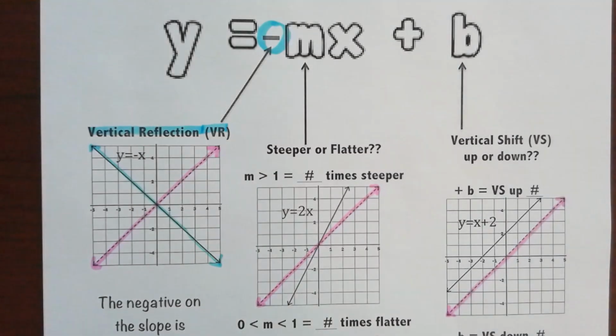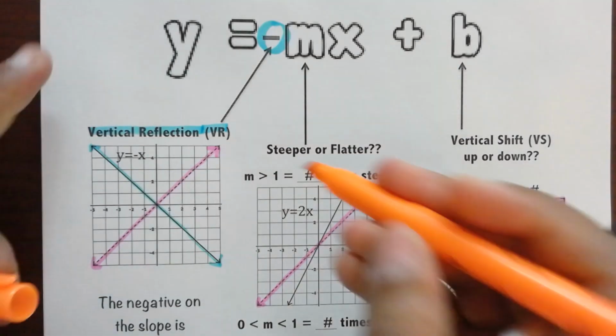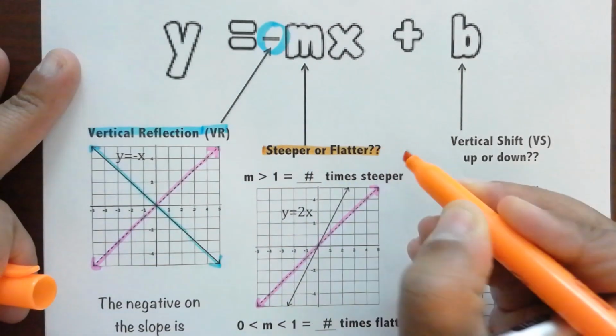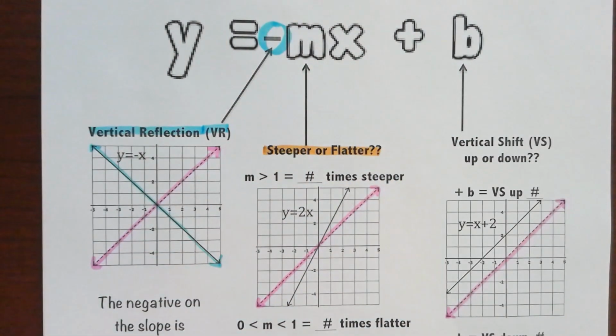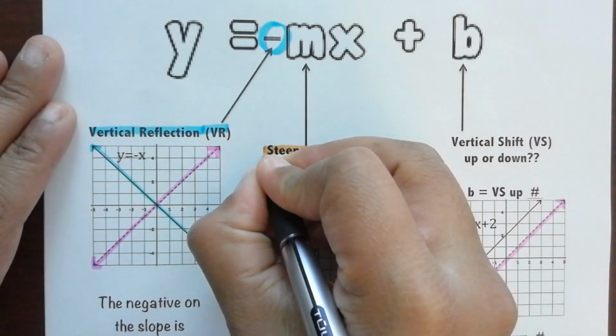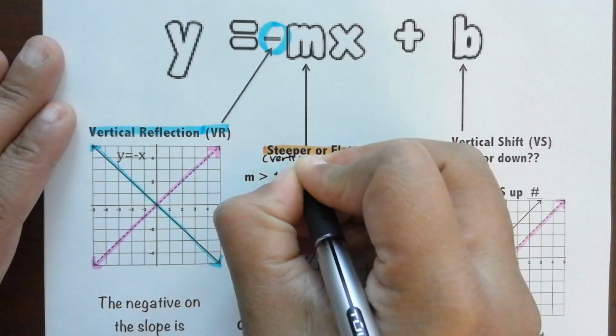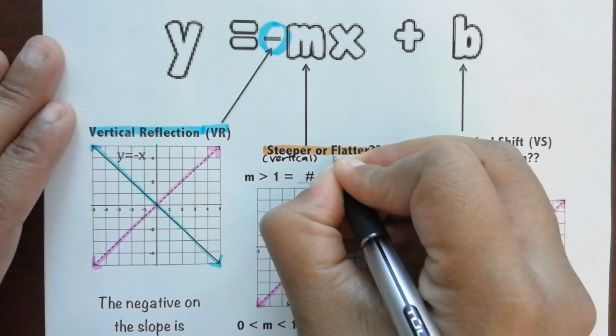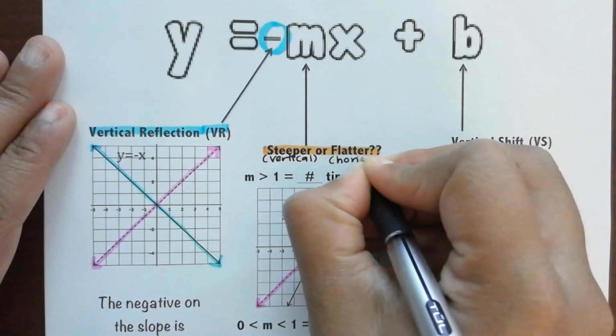M. It's the question of, did it get steeper or did it get flatter? Steepness means when it becomes more vertical. Flatter becomes more horizontal, okay? If you need to write that in, write it in. So this is becoming more vertical, and this is becoming more horizontal.